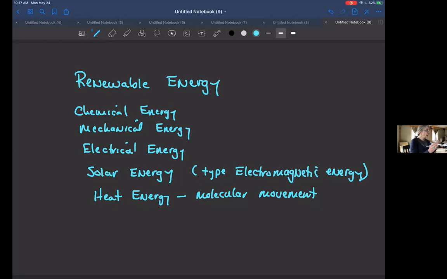If we look at how we could use these, they actually are not all renewable, because we talked about fossil fuels and that would be chemical, and that's not renewable. So these are just the types of energy, kind of a review. We could talk then about what are some sources of renewable energy. So this is our types of energy.